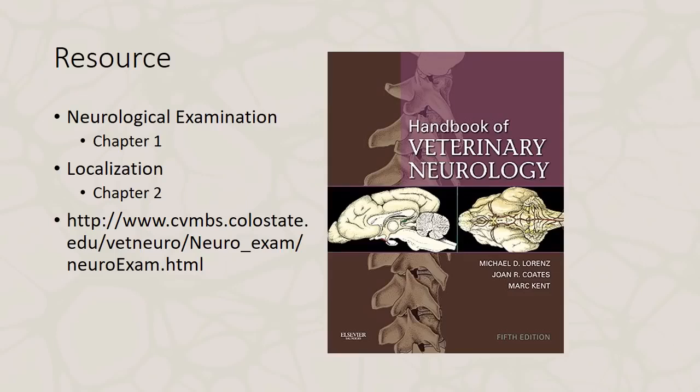For those interested, this book is in my shared folder, and the first two chapters are dedicated to the neurologic examination and also localization. I have additional folders in my shared folder as well, which are the major neurologic topics that we'll try to cover during the rotation. So there's things on seizures, intervertebral disc disease, vestibular disease, and so on. I have also provided a website here that can go through every step of the neurologic examination. There's also videos on what is normal and abnormal for each process.